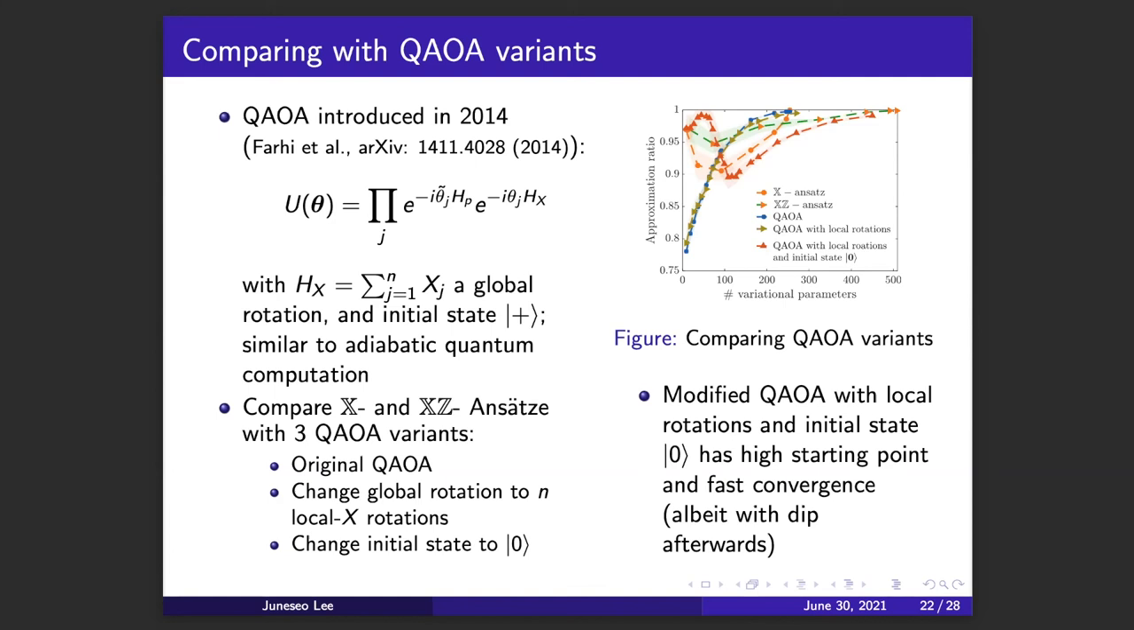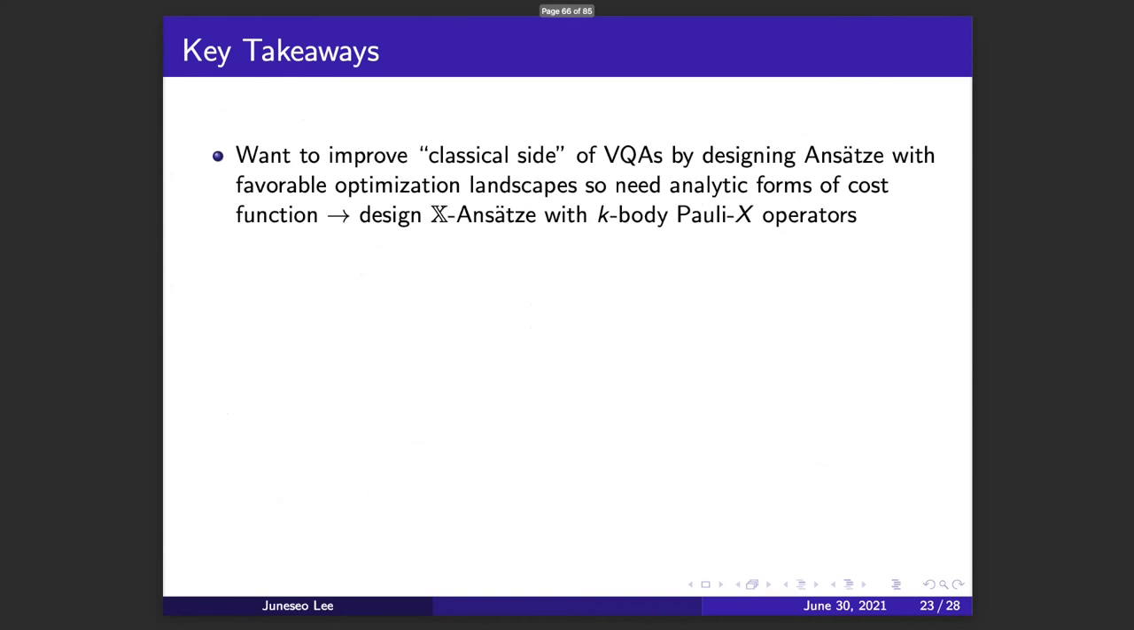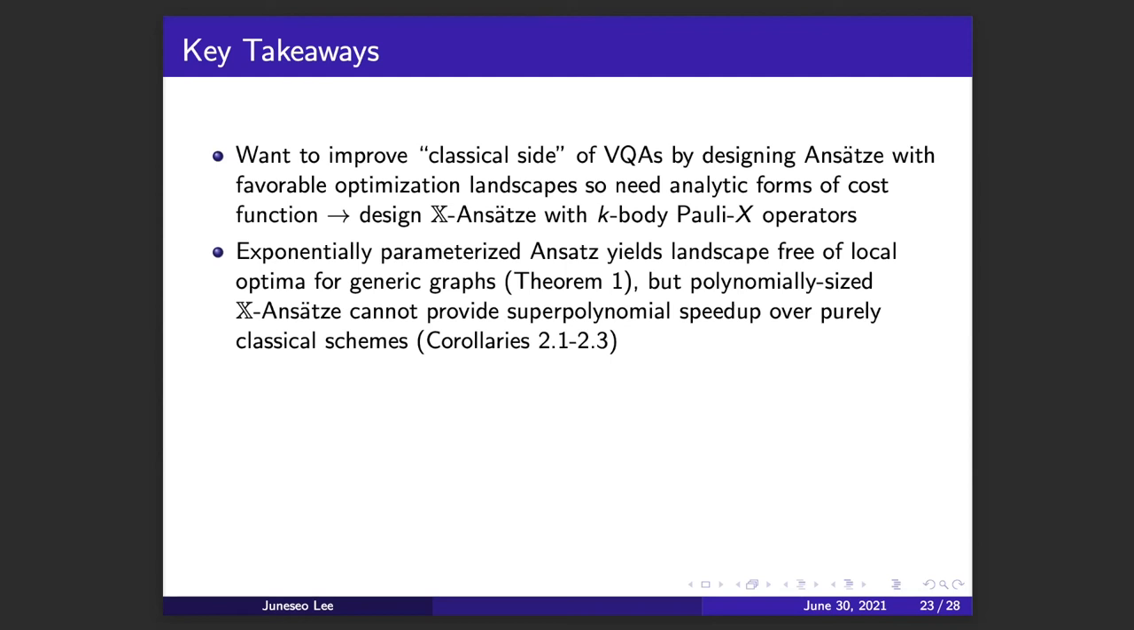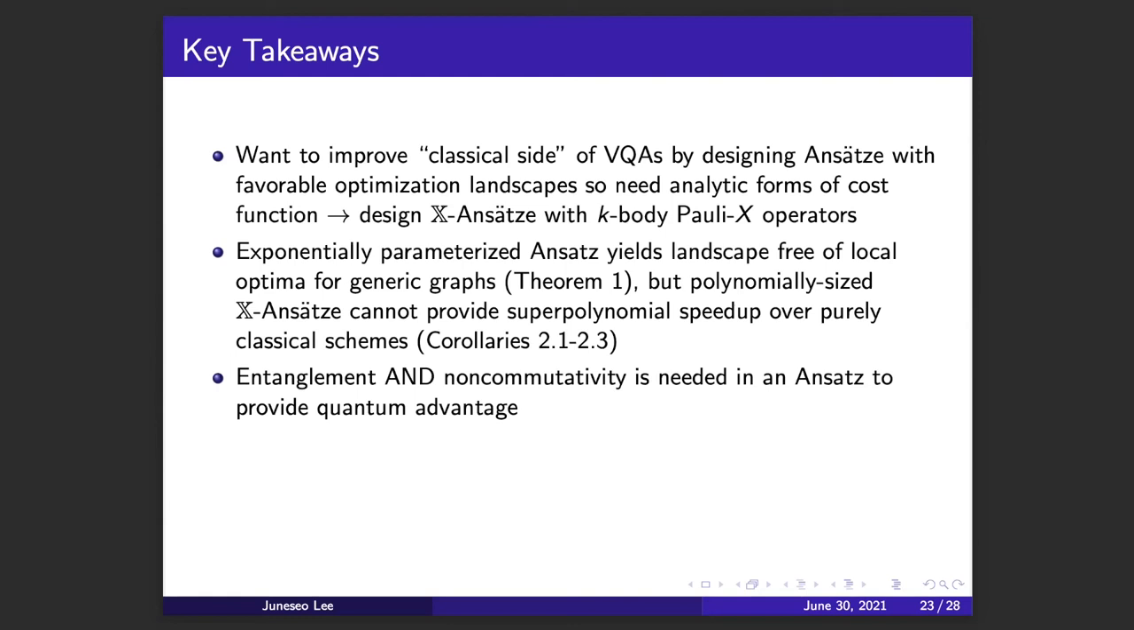That's pretty much the bulk of the results that I had, but before I finish, I want to summarize a few of the key takeaways. So first, we wanted to improve the classical optimization component of variational quantum algorithms by designing ansatzes that would yield favorable optimization landscapes. And to provably do this, we wanted analytical forms of the cost function. So we designed ansatzes consisting of Pauli X operators. From this setting, we found that while an exponentially parameterized ansatz yields a landscape free of local optima for generic graphs, a polynomially sized ansatz would not be able to yield a superpolynomial speedup over purely classical schemes, from which we conjectured that entanglement alone was not enough to provide a quantum advantage, which led us to conclude that we needed both entanglement and non-commutativity in our ansatz, which we tested and somewhat verified numerically by comparing various approximation ratios.